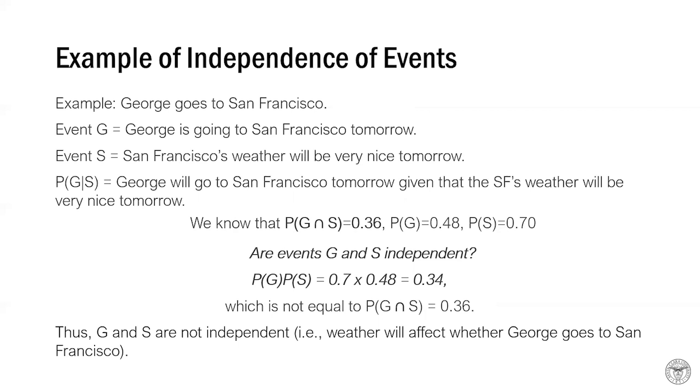Therefore, whether George goes to San Francisco is not independent of the weather condition in San Francisco. In other words, the weather will certainly affect George's traveling plan, and it is more likely that George will go to San Francisco if the weather is nice.